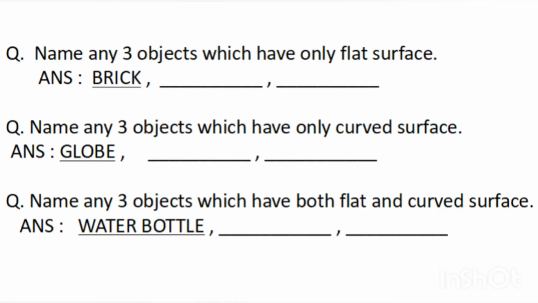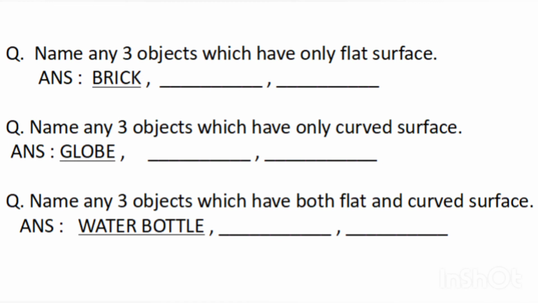Now, answer to these questions, you have to name any three objects which have only flat surface. One of the answer part I have given, that is, you know that brick has only flat surfaces, right? So, first part I have done, the other two objects you need to write. Now the second question, name any three objects which have only curved surface. Now think of a globe, it has only curved surface. The other two objects you need to find and write.